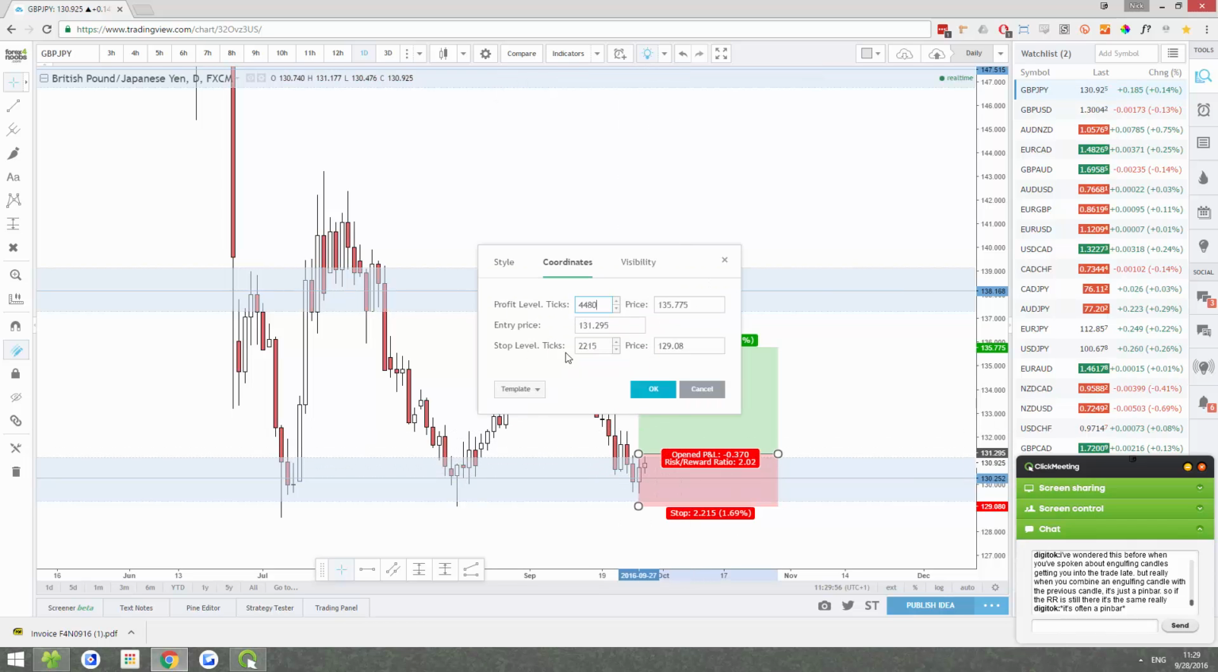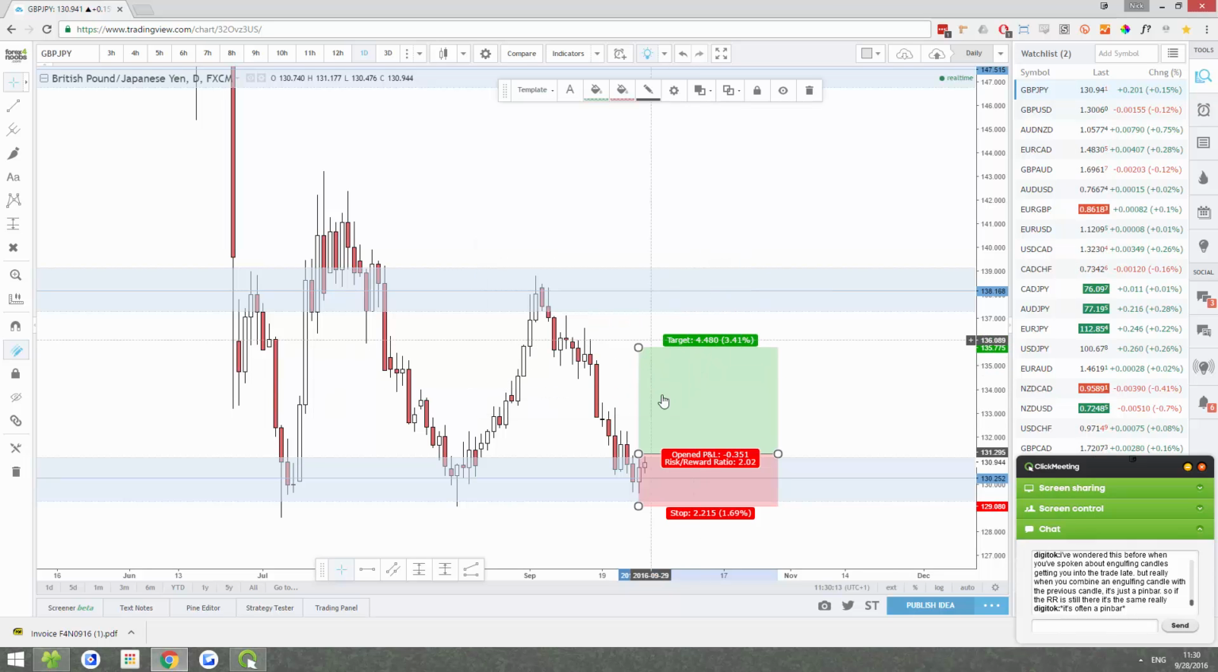Roughly the 131.29-ish would be the actual entry, and the trigger where I would be considering actually jumping in would be around 131.27, but I probably wouldn't get in until a few pips later. And like I said, it has a clear run up, so yeah, this looks like a pretty decent setup.